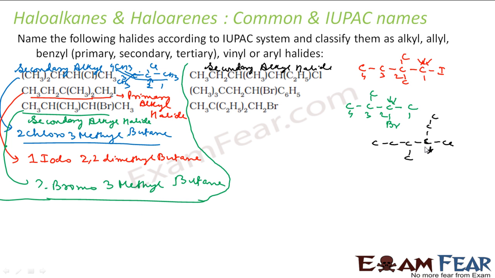So I'll write the name in black for this. So what is the name of this? This is carbon 1, this is carbon 2, carbon 3 and carbon 4. So it will be what? 1-bromo. Sorry, chlorine is there, right? So it will be 1-chloro.